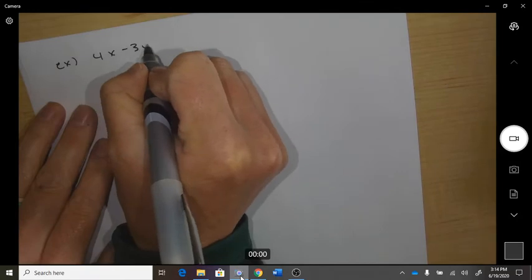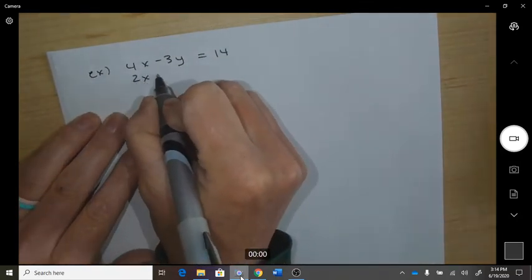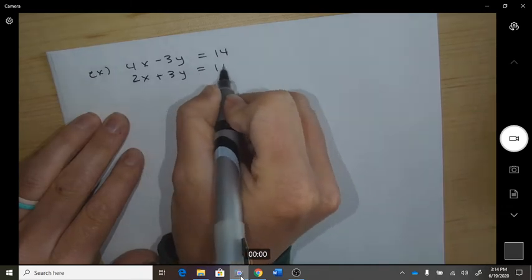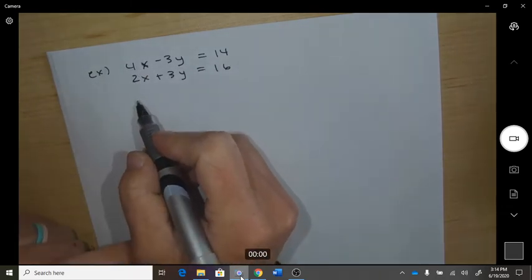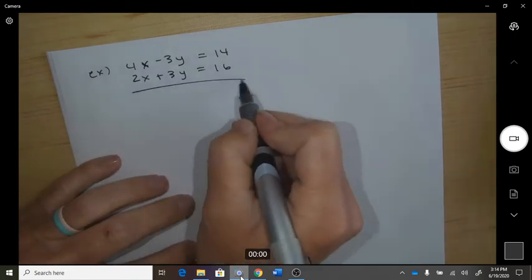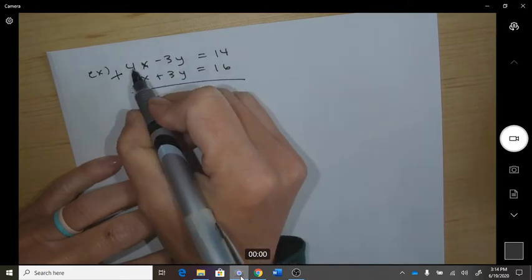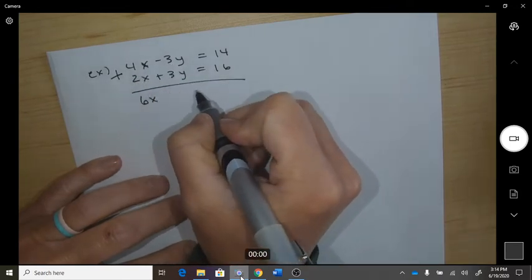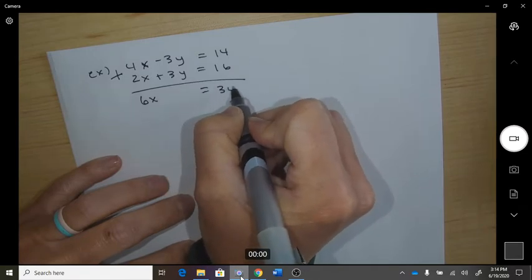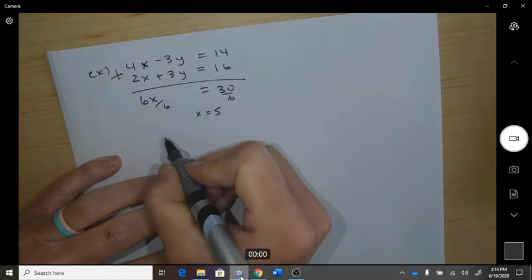Okay, next. Line 1. And here's my second line. Okay, so which variable, x or y? I'm going to pick y's, and I would have to add them. So now 6x, negative 3 plus 3 is gone, and I get 30. So if I divide by 6, I get 5.